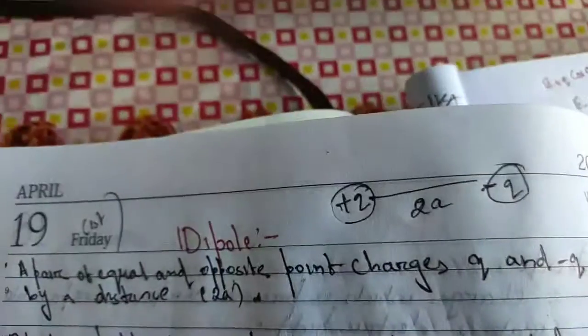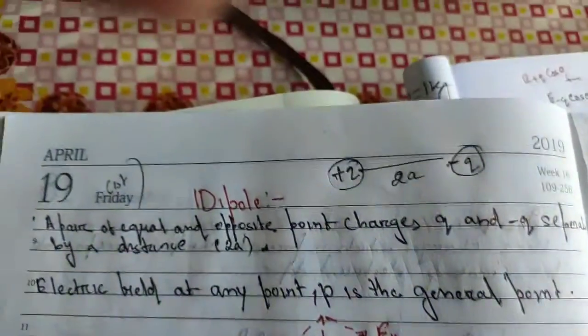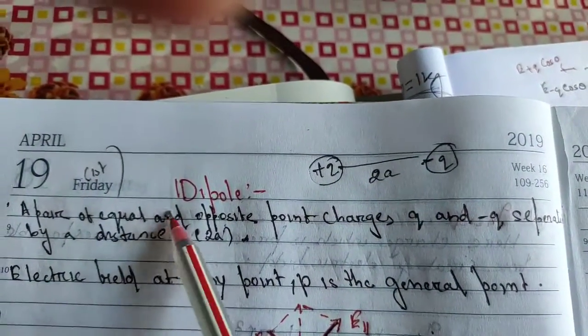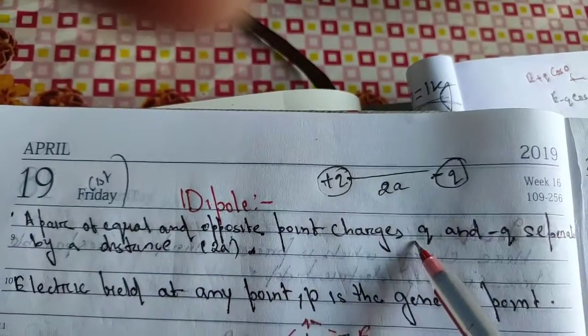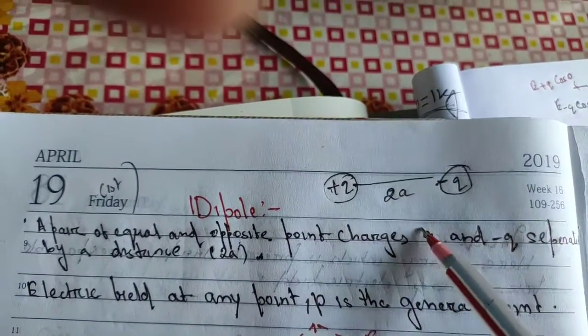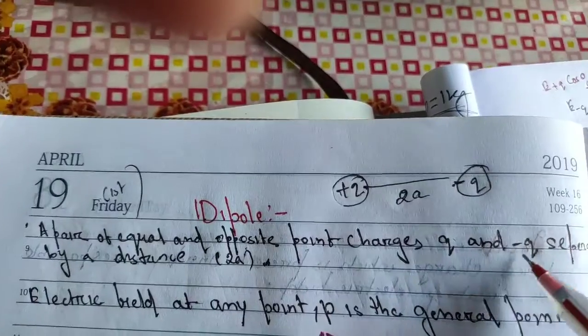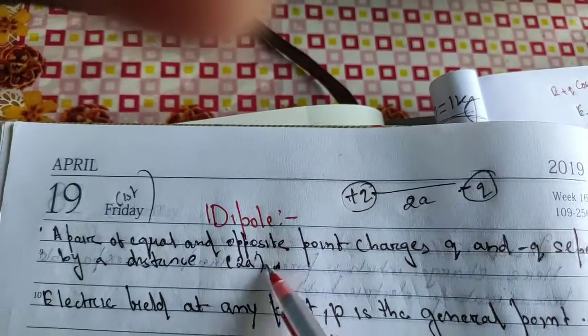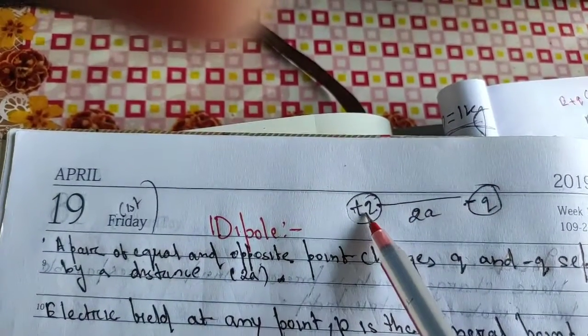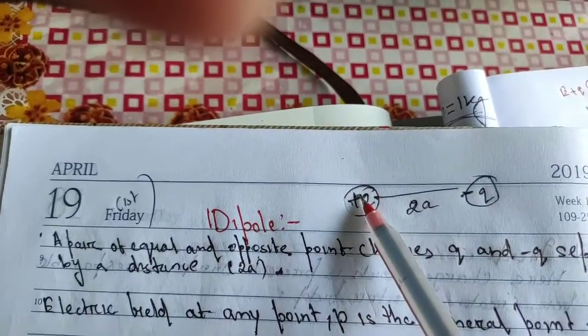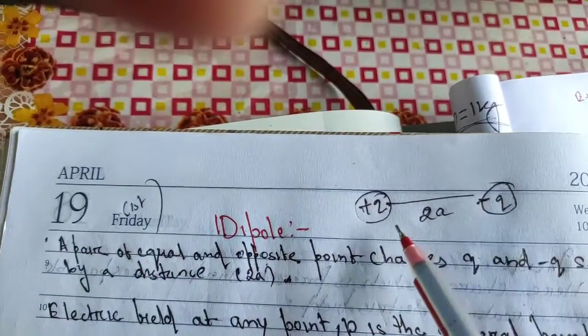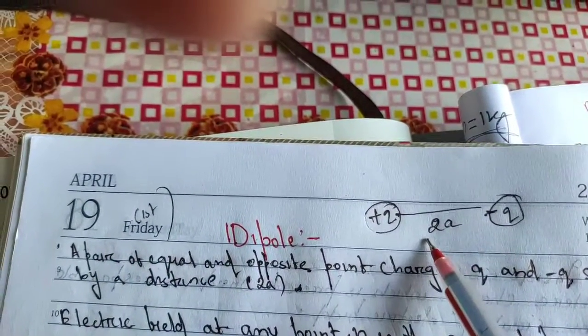First of all you have to understand what you mean by a dipole. What is that? A pair of equal and opposite point charges, that is, this is positive Q and that is negative Q, separated by a distance 2a. So here I have drawn a diagram for you. This is the positive charge, this is the negative charge, separated by a distance 2a.